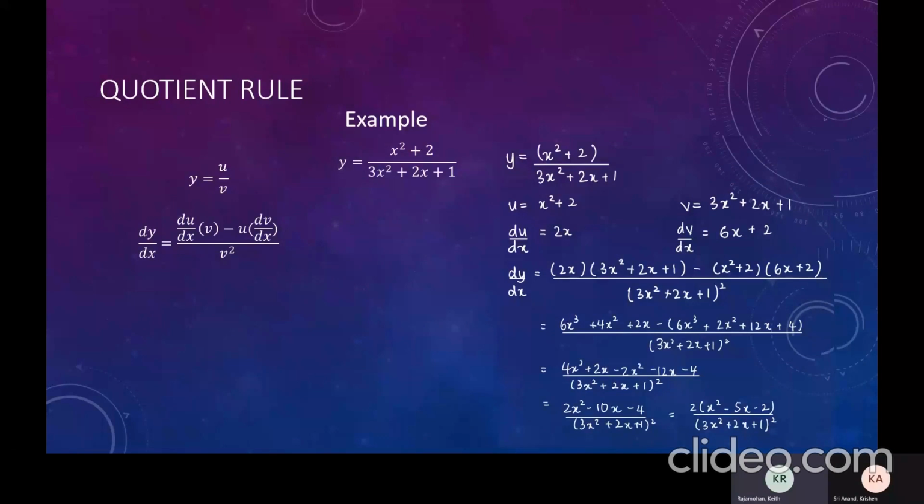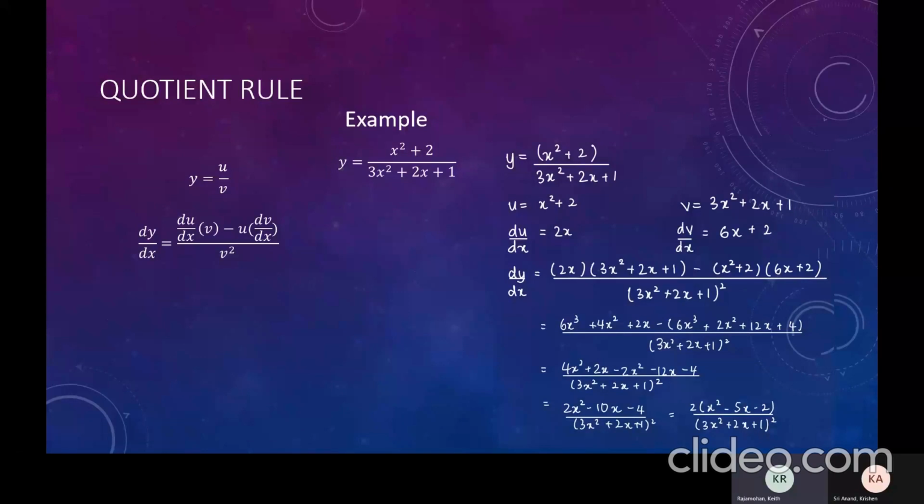So in our example, we have y equals (x squared plus 2) over (3x squared plus 2x plus 1). So u equals x squared plus 2. du/dx is given by 2x after differentiating. v is 3x squared plus 2x plus 1. So your dv/dx is 6x plus 2. So following the formula, we can find dy/dx. So we have du/dx, which is 2x, times (3x squared plus 2x plus 1), which is the original function of v, as shown in the formula, minus (x squared plus 2), which is the original function of u, times the differentiation of the v function, over the v function squared, which is (3x squared plus 2x plus 1) squared.